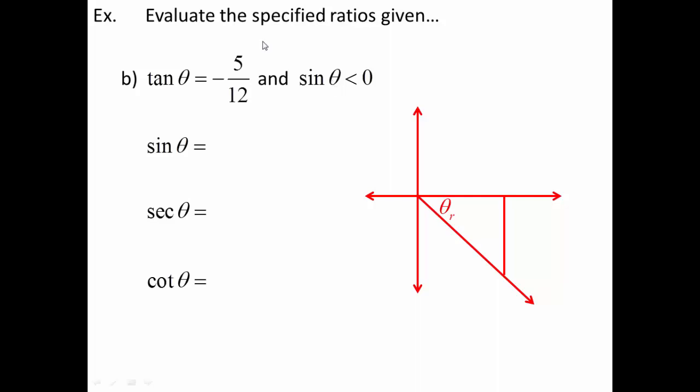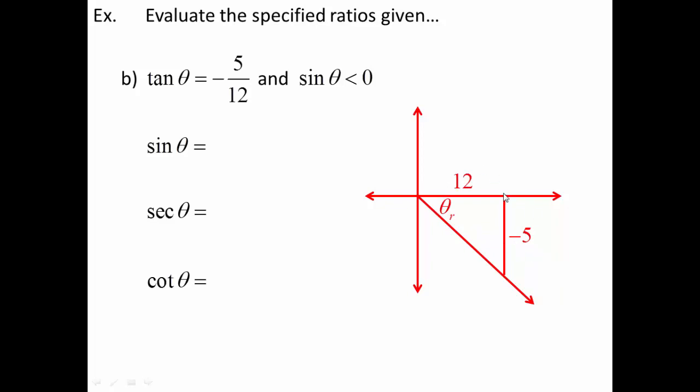We can build our triangle using the 5 over 12. But it's negative 5 over 12. So is it negative 5 over positive 12, or is it positive 5 over negative 12? Well, since I know I'm in the fourth quadrant, that answers my question. 5 is the y value, 12 is the x value. In the fourth quadrant, it's the y value that's negative. So it's the 5 that's negative, not the 12.